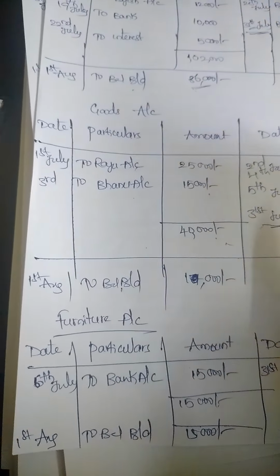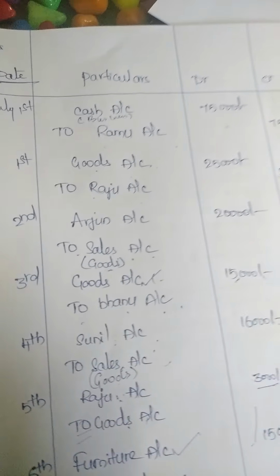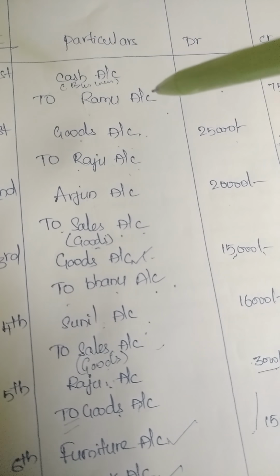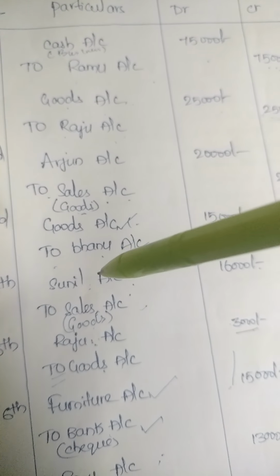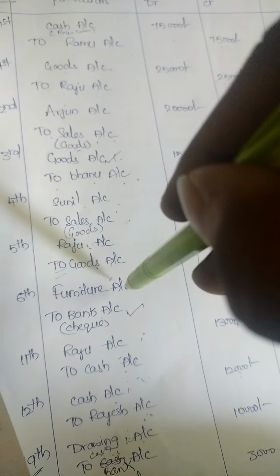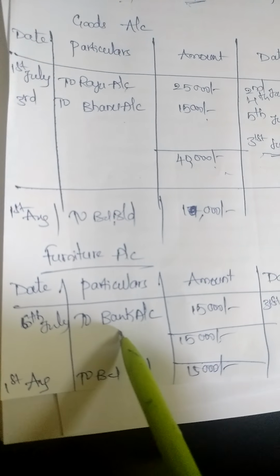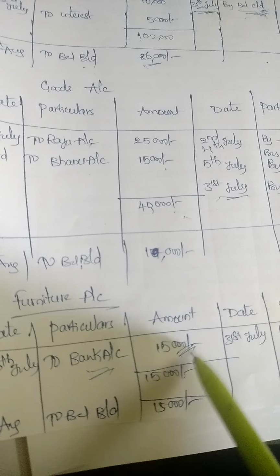Next one is the furniture account. Furniture account means, now see in the journal entries whether any furniture account information is there. First one is cash account, goods account, Arjun account, goods account, Sunil account, Raju account, furniture account. Here on 6th July we have one furniture account transaction, to bank. So the same thing you should write under debit side: 6th July, to bank account, the amount is 15,000 rupees.